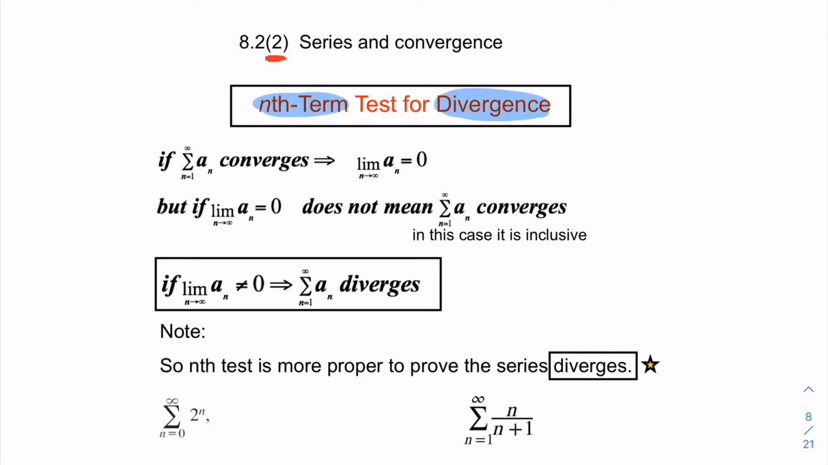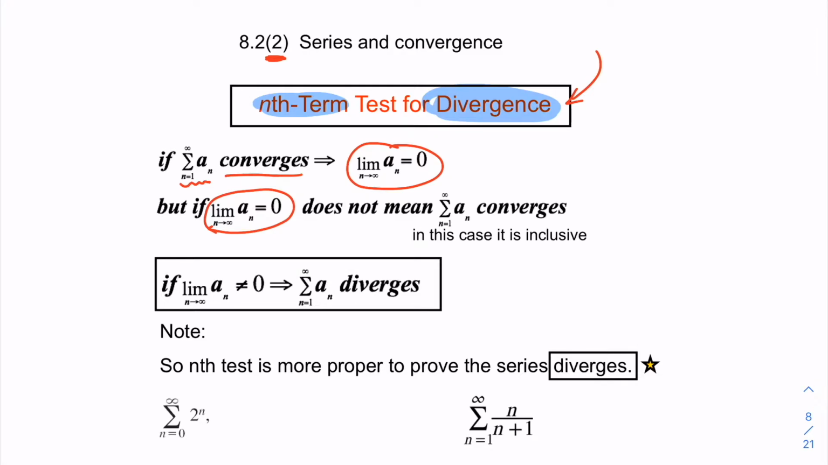Okay, this is a very important and useful test, but it's a test for divergence only. So what is the test? If the sum from n equals 1 to infinity of a_n converges, we know the limit of a_n has to be 0. But if the limit of a_n is 0, that doesn't mean the series will converge. In this case, it's inconclusive.